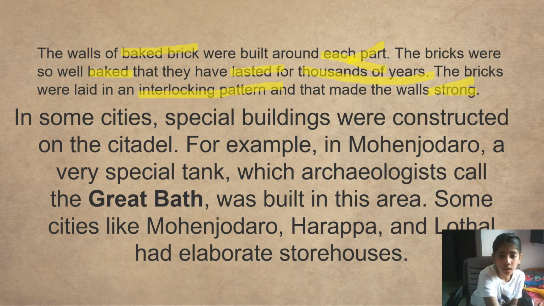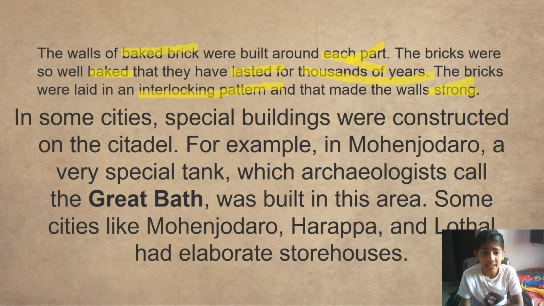The next is, they were so well baked that they lasted for thousands of years. Now, in the current situation, I mean in 2020, we have very good bricks. But are they baked well? They are lasting for some years, hundreds of years. We cannot say thousands of years. Some are lasting, but some only hundred. So, a miracle, right? The bricks were laid in an interlocking pattern.